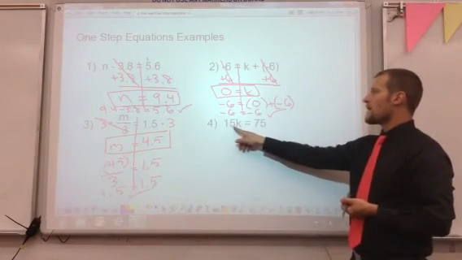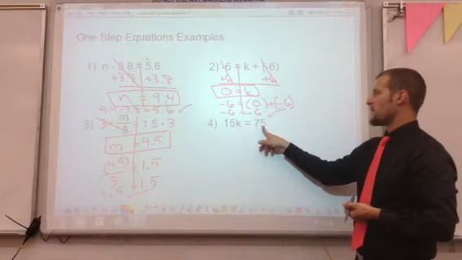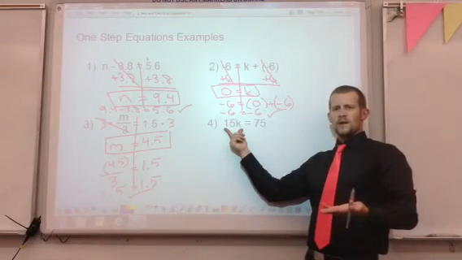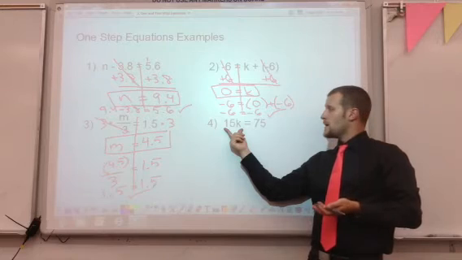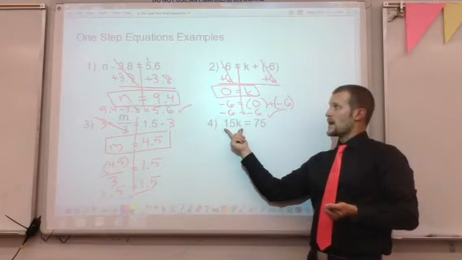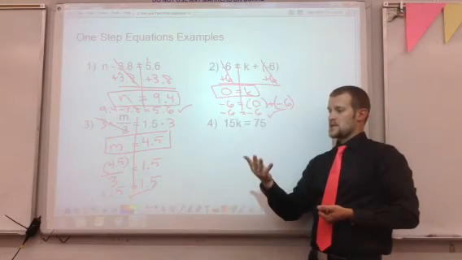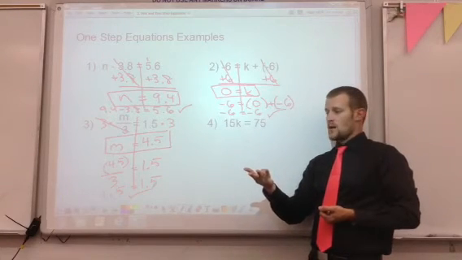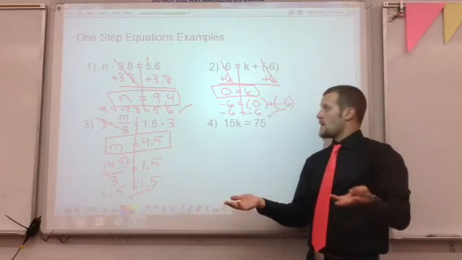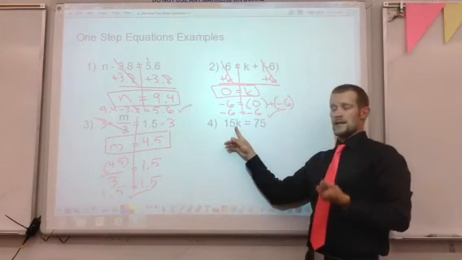Question number 4. 15k equals 75. Sometimes students get confused. They say, well, what is going on here? There isn't even any operation. This is because mathematicians are lazy. Mathematicians early on realized we have 4 operations: addition, subtraction, multiplication, and division. Well, we can pick one of those operations and simply never write it. The operation that we chose to never write is multiplication.